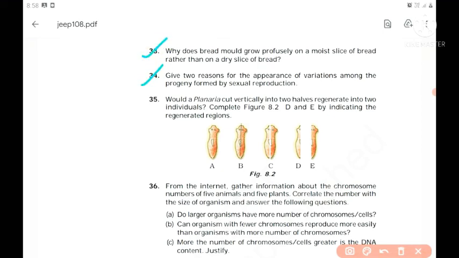Next, 35. Would a planaria cut vertically into two halves regenerate into two individuals? Complete figure 8.2 D and E by indicating the regenerated regions.